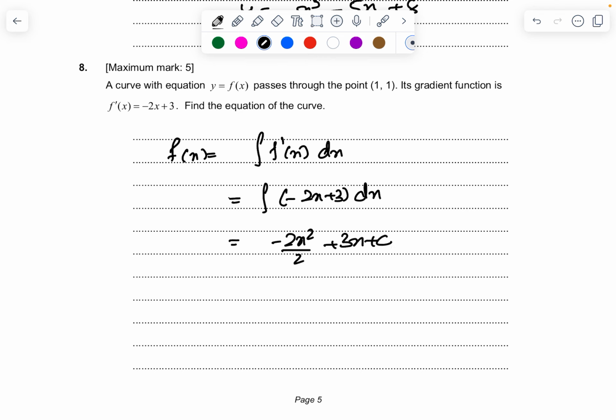plus c. And it is passing through 1, 1. 1 equals minus 1 square plus 3 times 1 plus c. So c equals nothing but what? Negative 1. So what will f of x become? Negative x square plus 3x minus 1.